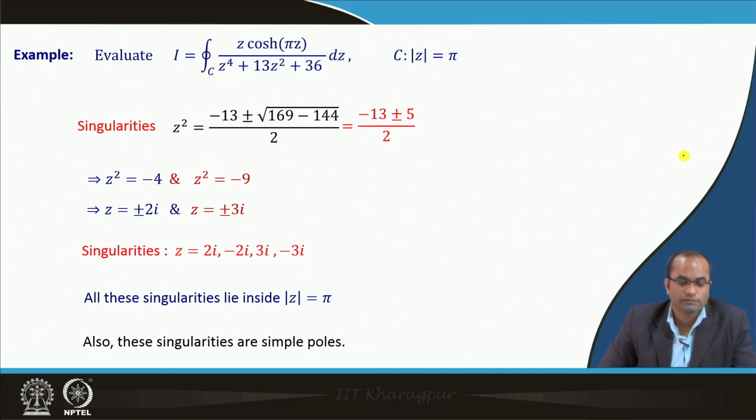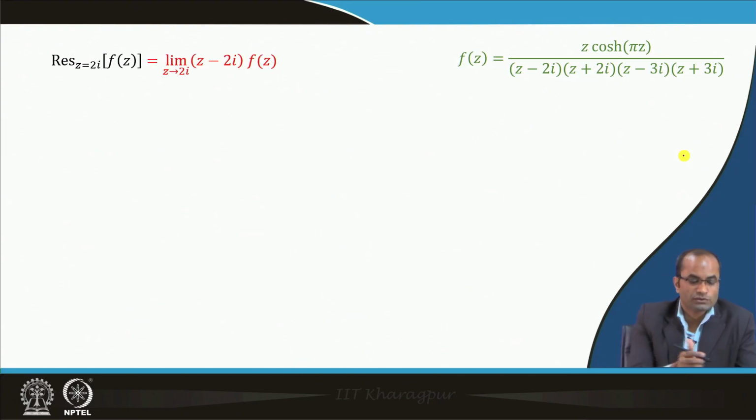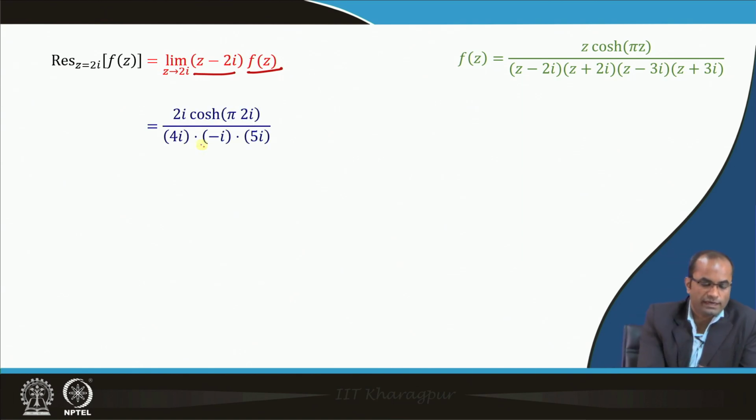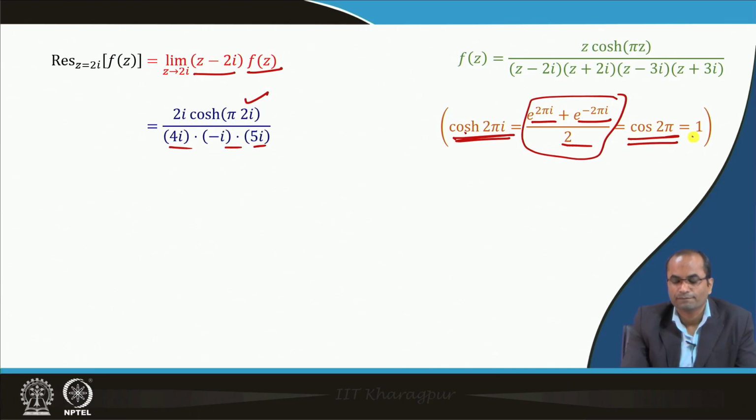So, all these are simple poles. Now, if we want to get the residue, for instance at z equal to 2i for this f(z), we have to multiply by z minus 2i and then f(z). If we do so, we have this result after putting in the limit, with z equal to 2i everywhere, and cosh of 2 pi i. By definition, cosh of 2 pi i is e to the power 2 pi i plus e to the power minus 2 pi i, divided by 2, and this is nothing but cos 2 pi, which is 1.